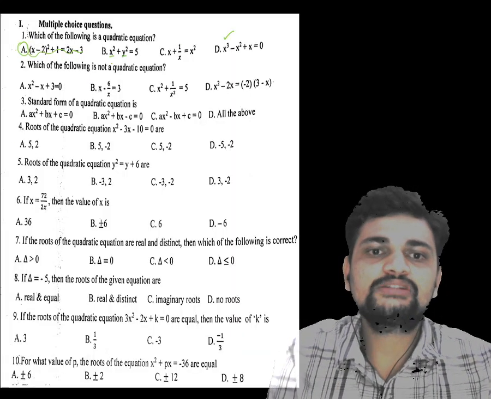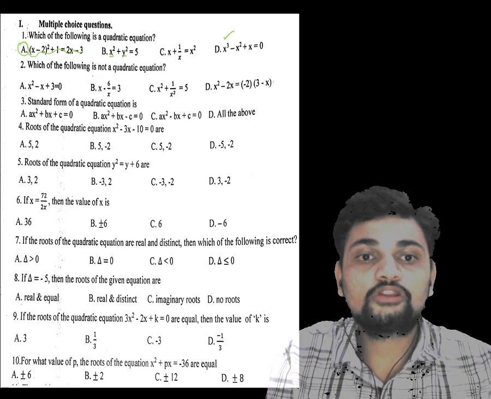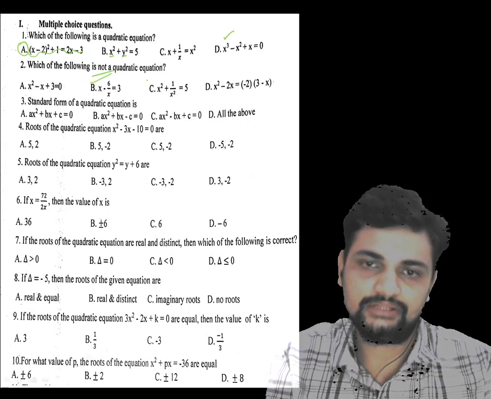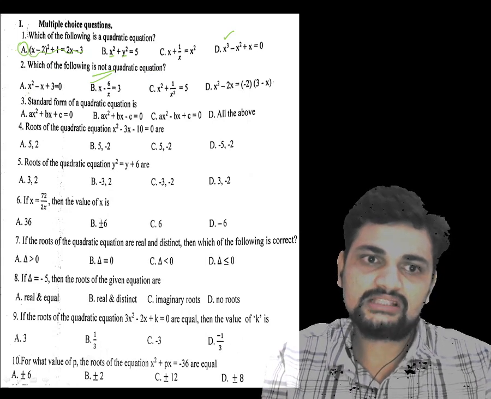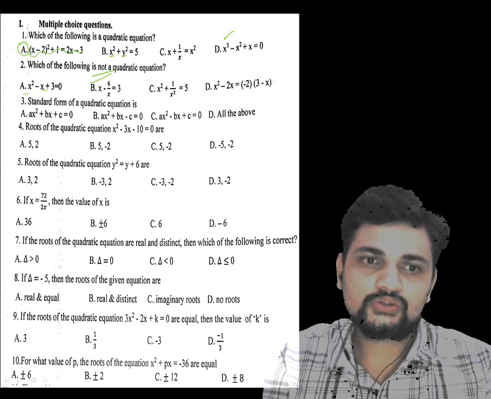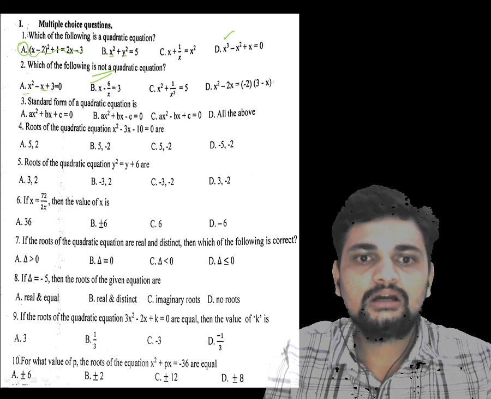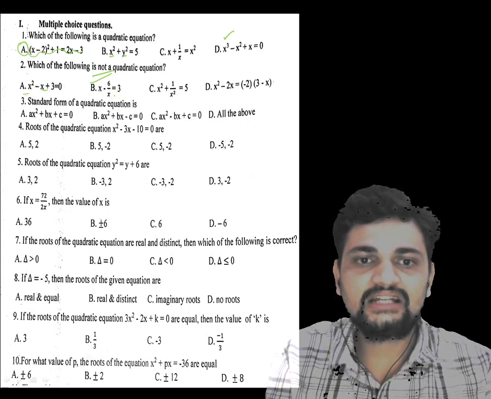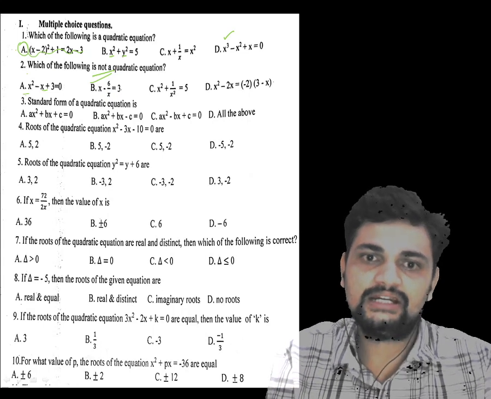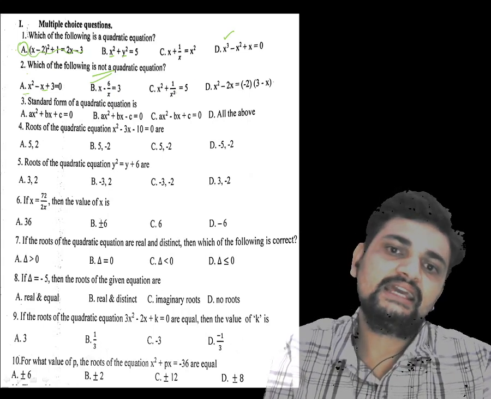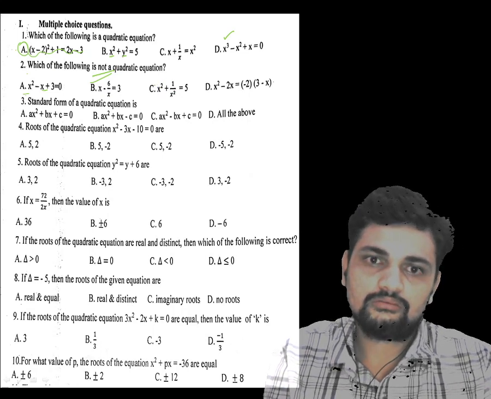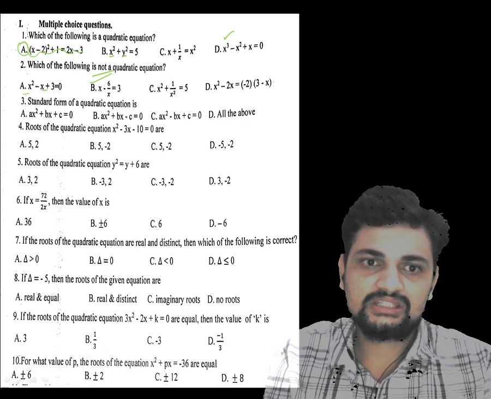Now moving to the second MCQ. Which of the following is not a quadratic equation? The very important keyword here is not. Obviously there is only one variable and power is 2, so this is in the form. Option B, if I take the LCM and rearrange the terms, probably I may get it. Whereas in option C, if I take LCM, in the numerator I will get x power 4.